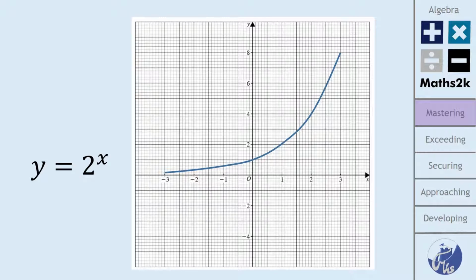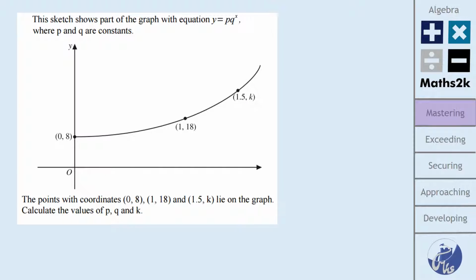Now, this has just gone through how the plotting of the graph works. Now we're going to look at how to determine the equation of an exponential curve from an exam question. This here is an example of an exponential curve question that could appear in an exam. We have an exponential curve and we're asked to find its equation having been given a few points, and in one of those points we actually want to determine the y coordinate value where it says k.